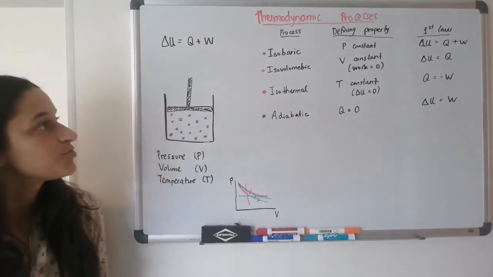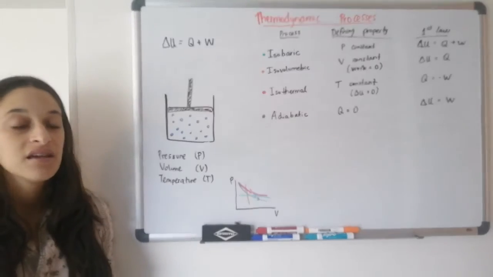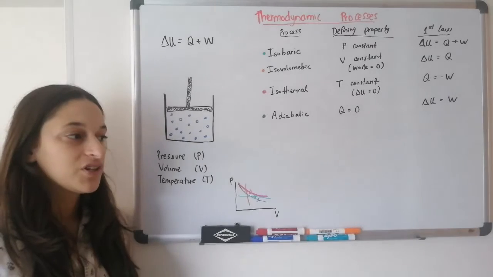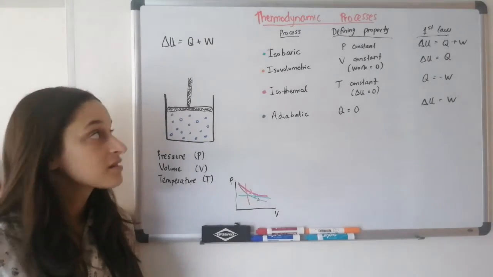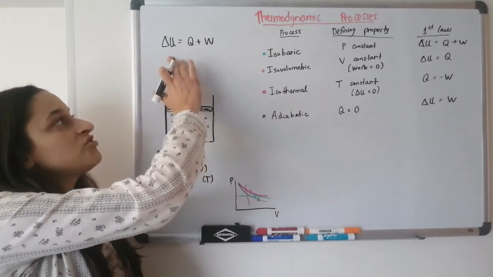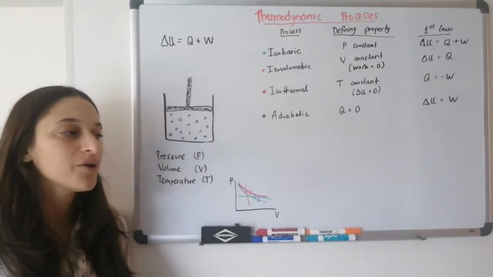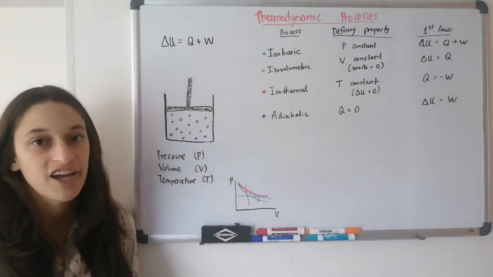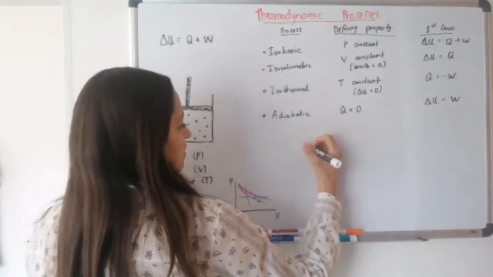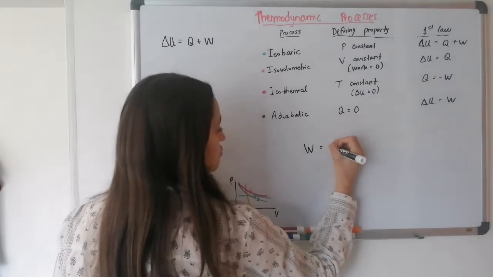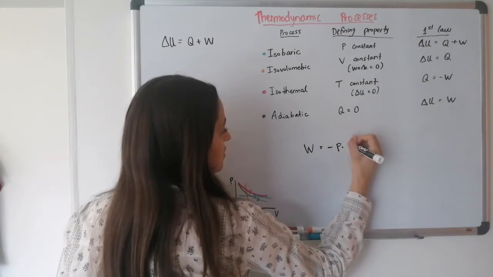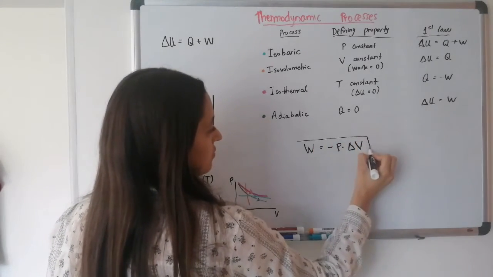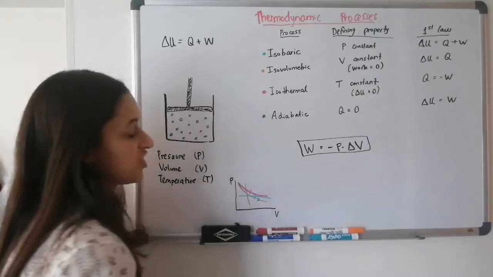Now the last thing I wanted to mention is how to calculate this work. So heat, we know how to calculate it. We figured it out in the previous classes. And the change in internal energy is heat plus work. But how do we calculate work when we're talking about a volume of gas and a pressure of gas? So the equation is actually like this. Work equals negative pressure times the change in volume. This is the equation for work. Negative pressure times the change in volume.